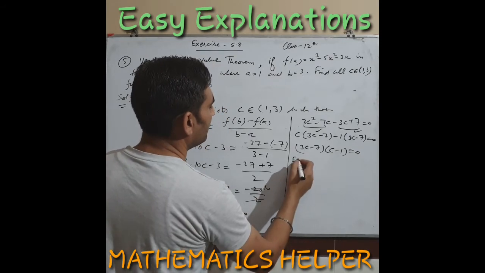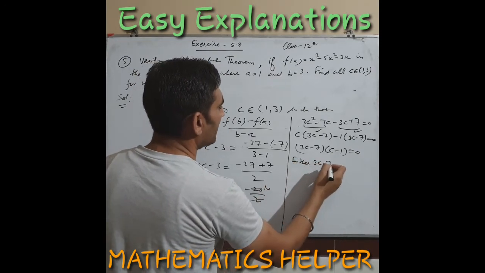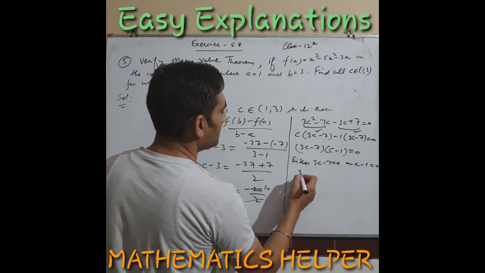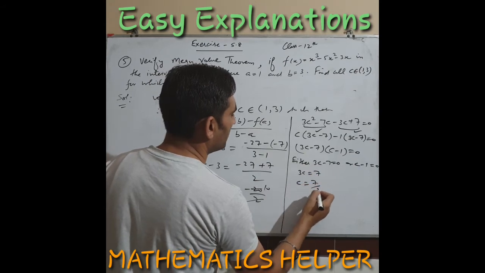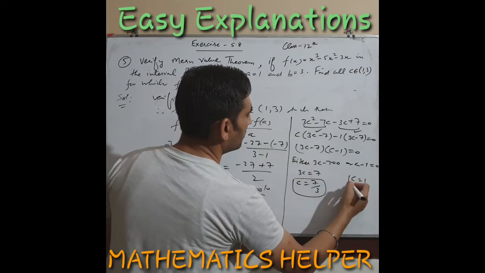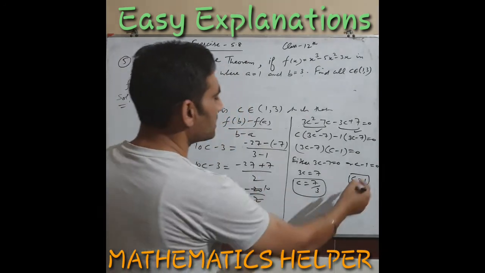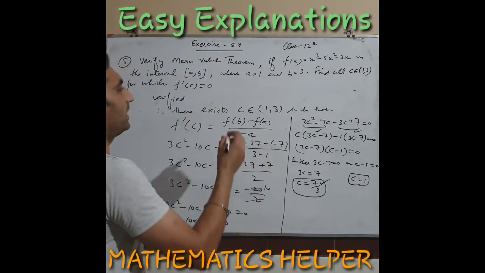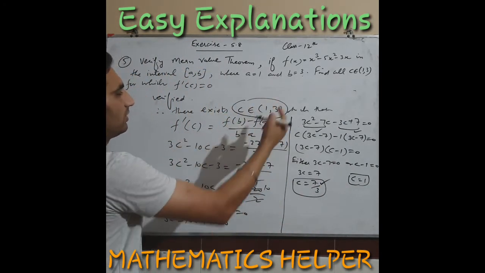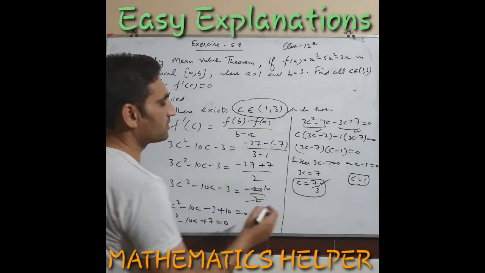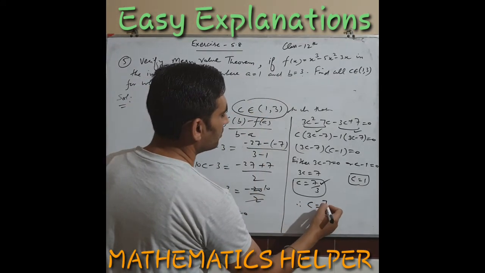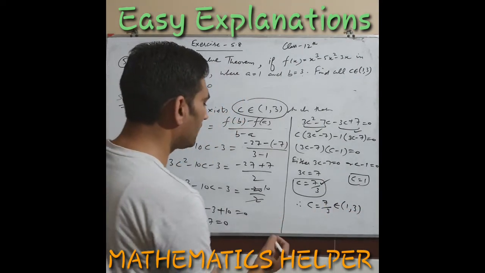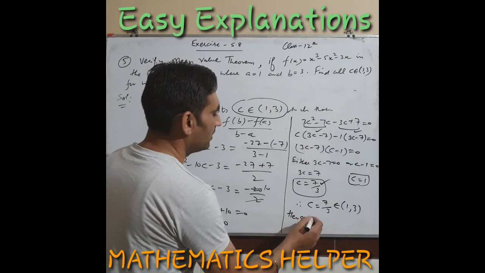And it will have two answers of c: either 3c minus 7 equal to 0 or c minus 1 equal to 0, which will give us 3c equal to 7, or c equal to 7 over 3. And here you will get c equal to 1. But see, out of these two answers of c, only this value belongs to our open interval, as we mentioned here, c belongs to the open interval because 1 is not included. So we can say therefore, c equal to 7 over 3 belongs to the open interval 1 comma 3. Hence, mean value theorem verified.